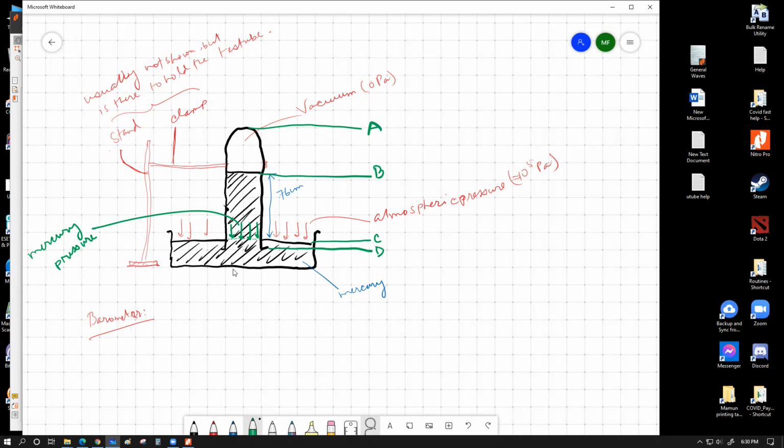This keeps happening till the pressure of the mercury column becomes equal to atmospheric pressure. Full stop.